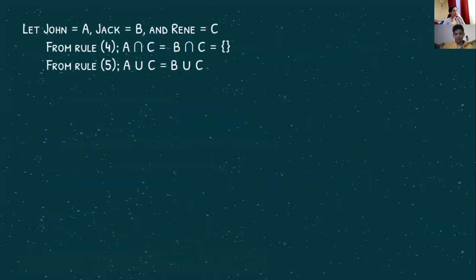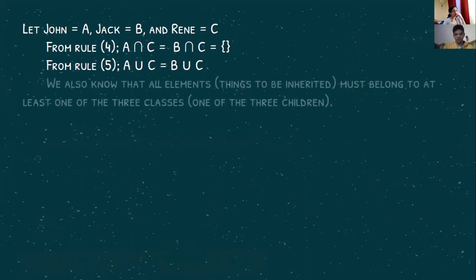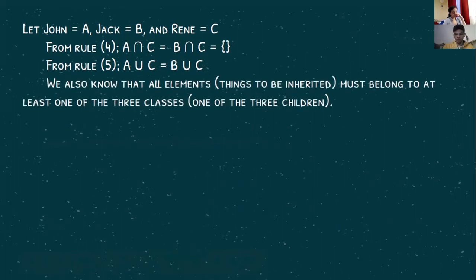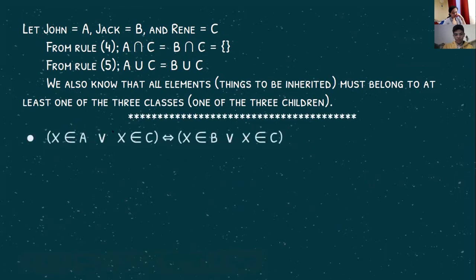So from rule 5, I know that A union C is the same as B union C. We also know that all elements must belong to at least one of the three classes, one of the three children. So we will not have any house that does not belong to any of these. That's just our basic premise, and then we'll proceed with the proof.